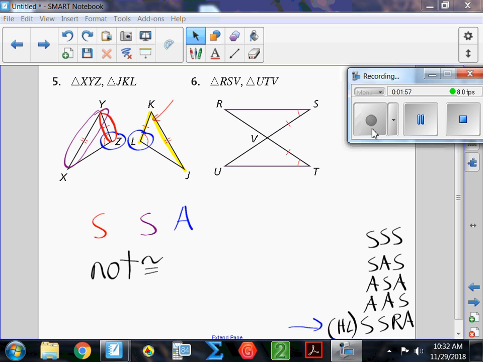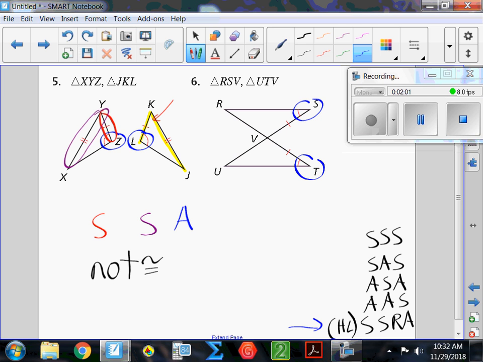For number 6, if I again start with what I see, I have angle S and angle T, which is an angle. I have side VT and side VS, which is a side, and that's all that's shown. We need to remember that we can use vertical angles as well. So RVS, the V on top, UVT, the V on bottom, that is a third angle.